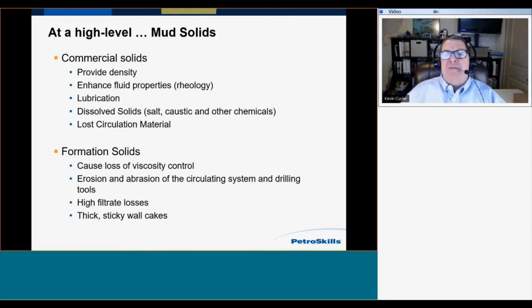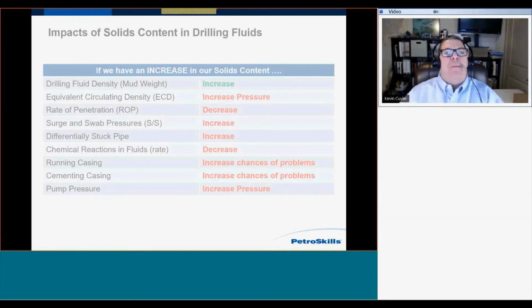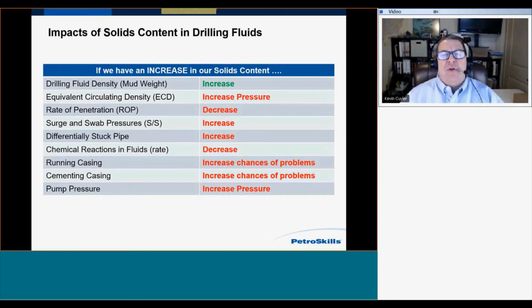So with that, let's talk for just a second about what happens with these solids. What are the impacts of solids in a drilling fluid? Very, very high level, and today we only have an hour together. We're not going to be able to talk into the details of these.